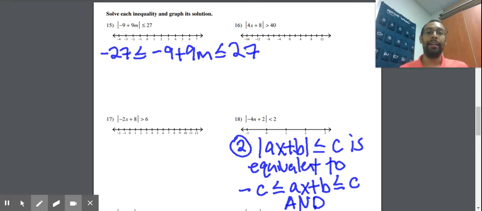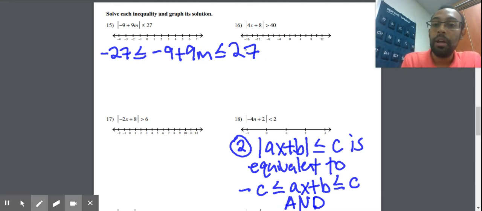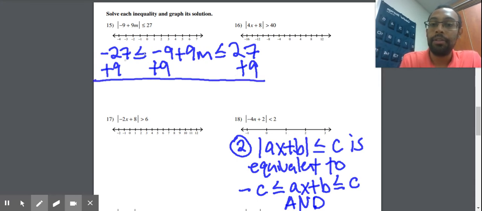What I mean by that is I need to move the negative 9 because I want to solve for m. I need to move the negative 9 to the other side. Well, in this case, it's going to be the side where I have a negative 27 and the side where it has a positive 27. So I'm going to add a 9 to the left and to the right. And so now when I rewrite this next line, I have negative 18 less than or equal to 9m less than or equal to 36.